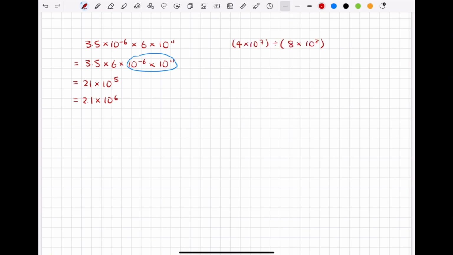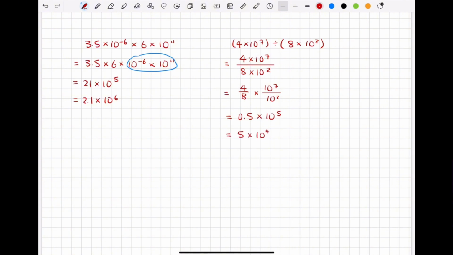Now let's look at division. One way to look at this problem is to write this division as a fraction. So we will have 4 times 10 to the 7 over 8 times 10 to the 2. If we multiply two fractions together, we multiply the numerators and the denominators. So that means I can split this fraction into 4 over 8 times 10 to the 7 over 10 to the 2. So 4 over 8 is 0.5. 10 to the 7 over 10 squared is 10 to the 5.